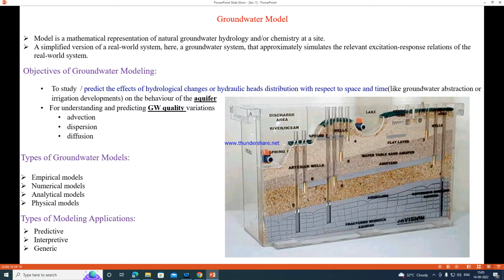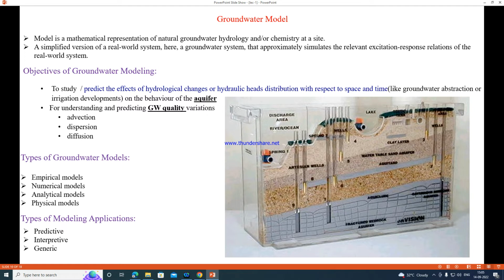Advection means, suppose there is a contaminant like a point source from an industrial source, and some contaminant has been introduced into the groundwater. It has been accidentally released, so some amount may have infiltrated and percolated to the groundwater table. The groundwater has some velocity, though very low. With that velocity, the contaminant moves. It is known as advection.